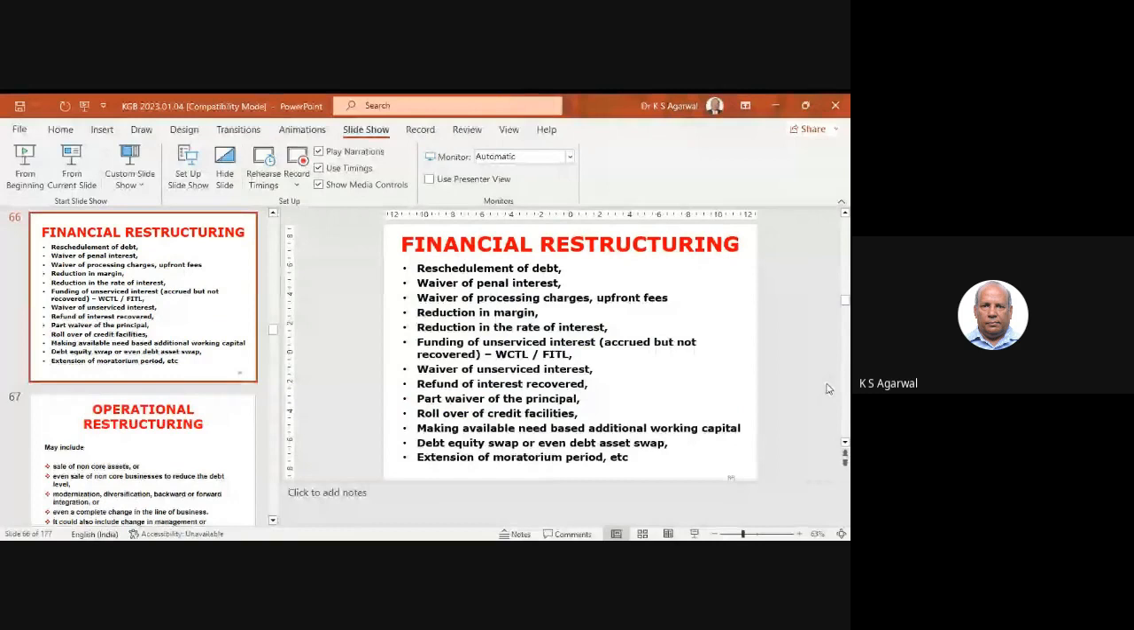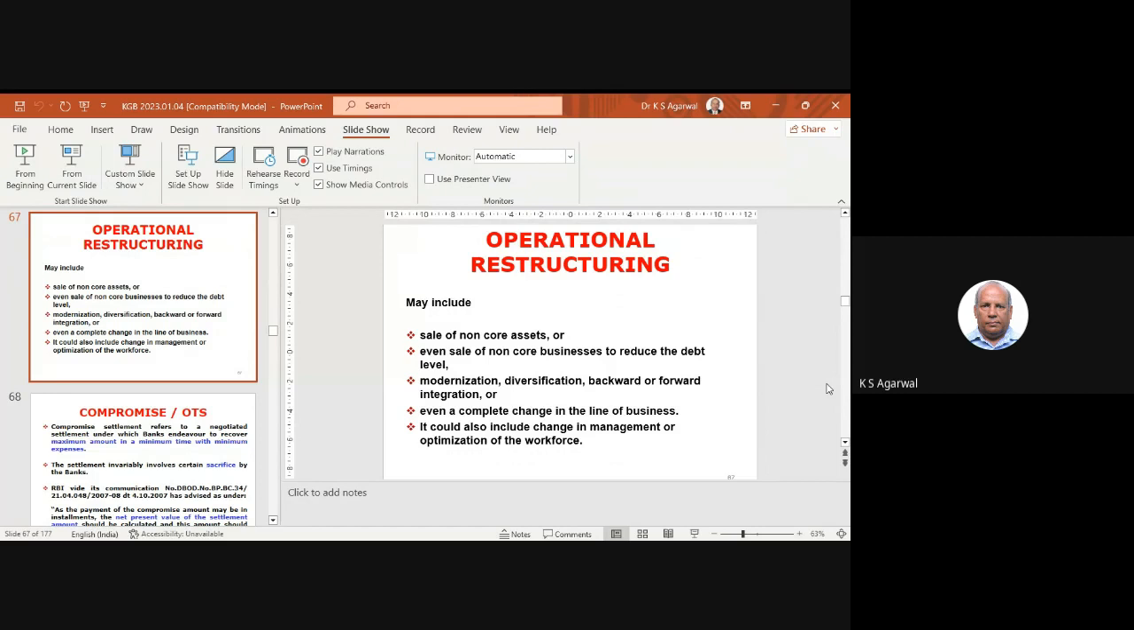So financial restructuring: rescheduling of debt, waiver of penal interest, waiver of processing charges, upfront fees, reduction in margin, reduction in rate of interest, and so on. These are components of financial restructuring. In case of operational restructuring, it may include sale of non-core asset, sale of non-core business, modernization, diversification, backward or forward integration, even a complete change in the line of business, change in management, optimization of workforce. These are all components of operational restructuring.